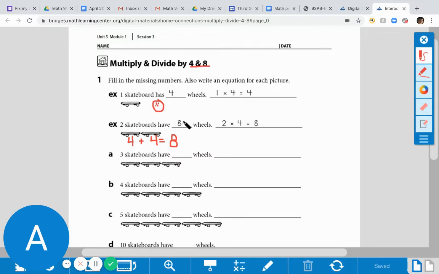So whenever you're seeing problems with 4 and 8, you can use that strategy and you can go ahead and double, or you can add another group of 4. So 2 groups of 4 gives you 8, or 2 times 4 equals 8.